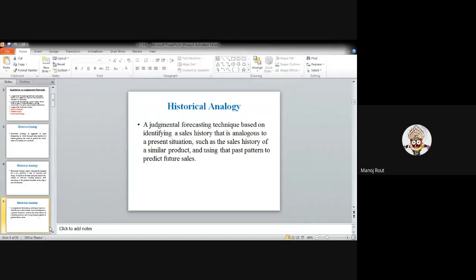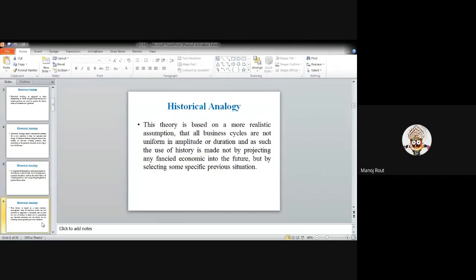Clear? The next one is a theory. This theory is based on the more realistic assumption that all business cycles are not uniform in amplitude or duration, and the use of history is made not by projecting any fancy economy into the future, but by selecting some specific previous situations. Clear? So it is theory based. More realistic assumptions should be made, depending upon the business cycles.